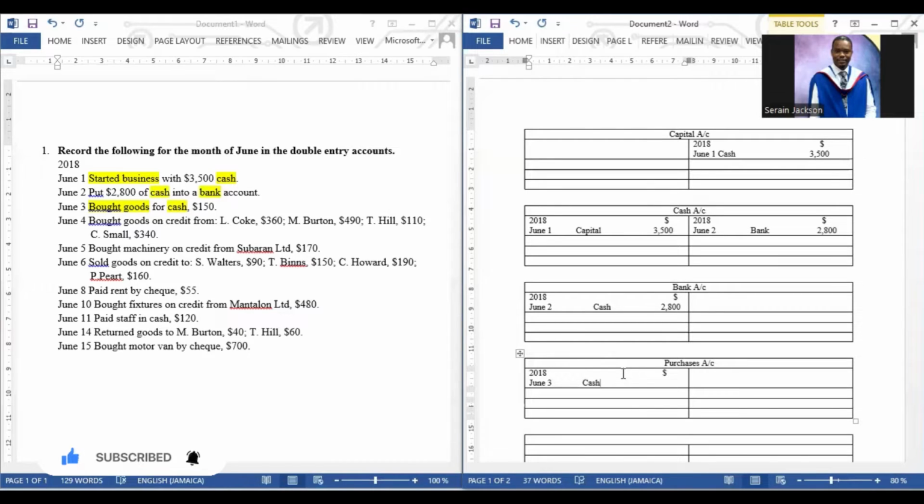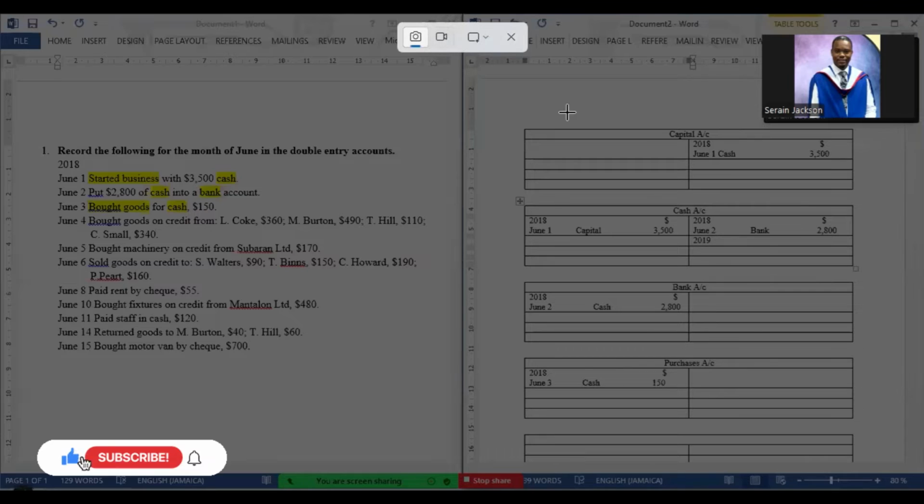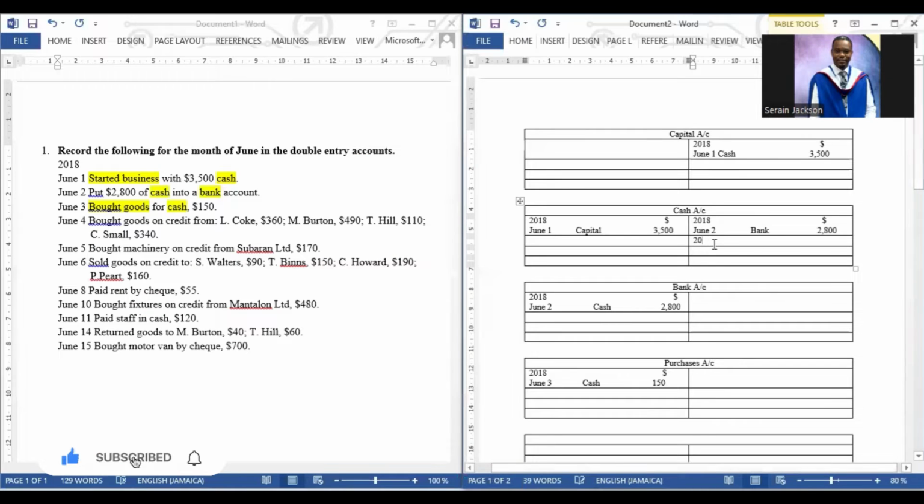All right, so June 3, right? The name of the other account that is affected by the transaction, which is cash, and they put in $150, right? So we go over to our cash account, which we have there already. And if the purchases account is debited, then it means that the cash account is going to be credited. Very good, right? So that date is what, June 3? And the name of the other account that is affected is purchases, right? And they put the amount of money there, which is $150, just like that, right?